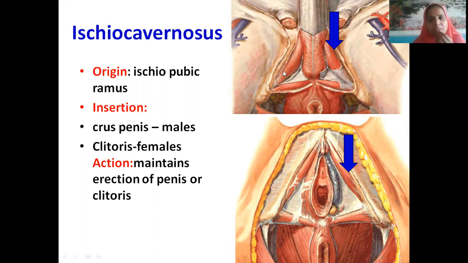So first you have this ischiocavernosus. Origin is it is coming from this area, the ischiopubic ramus. In the case of males, this area is actually the crus penis. The muscle is going like this and getting inserted into the penis. In the case of females also, I told you this point is the clitoris corresponding to the penis. You see the ischiocavernosus of right side and left side. They get inserted into the clitoris. It helps in the erection of the penis and clitoris.